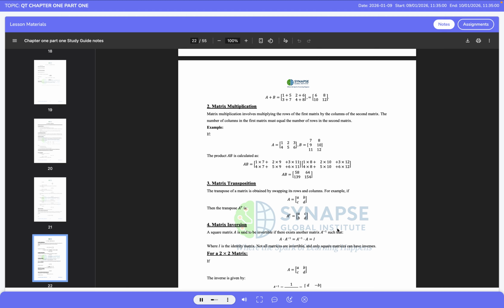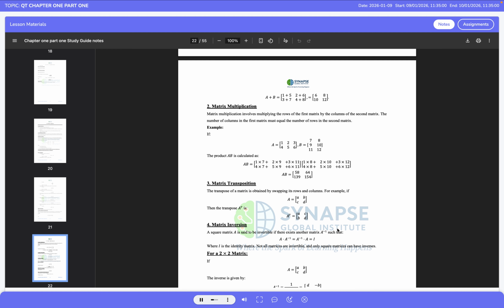Another important operation is matrix transposition. The transpose of a matrix is obtained by swapping its rows and columns. For instance, if matrix A has elements A, B in the first row and C, D in the second row, then the transpose of A has A and C in the first row, and B and D in the second row.